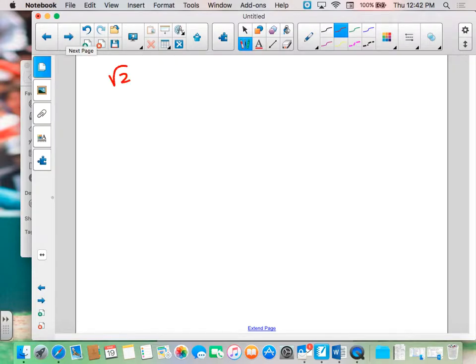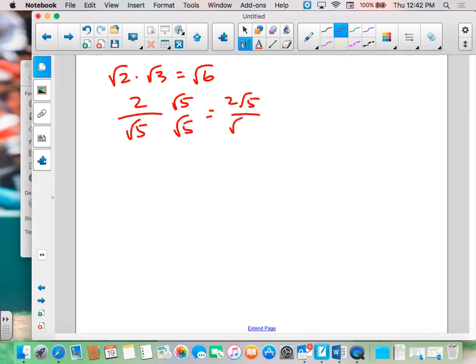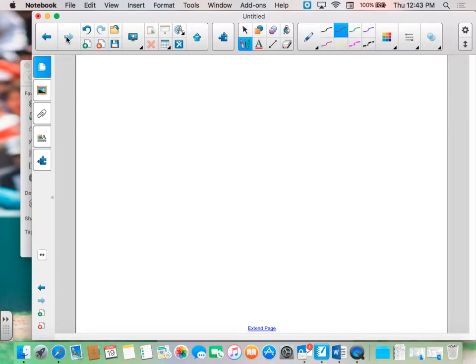Here's some other things you may want to know. You can multiply square roots. You can rationalize denominators. You multiply the top and the bottom by the denominator. And notice you get rid of the square root on the bottom. So those are some properties of square roots.